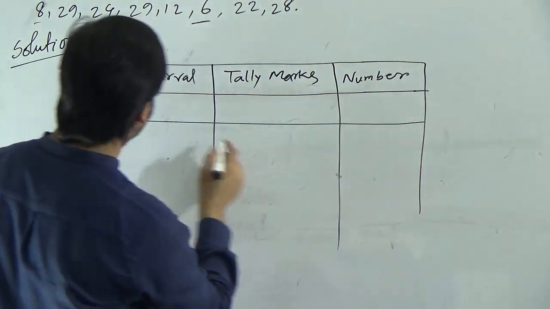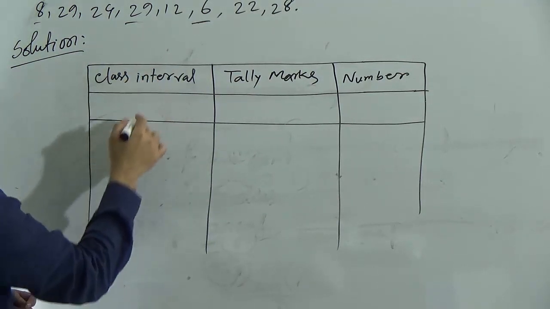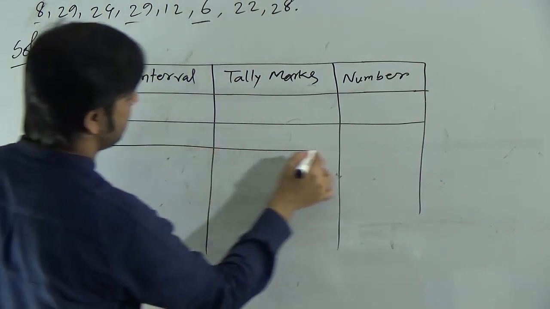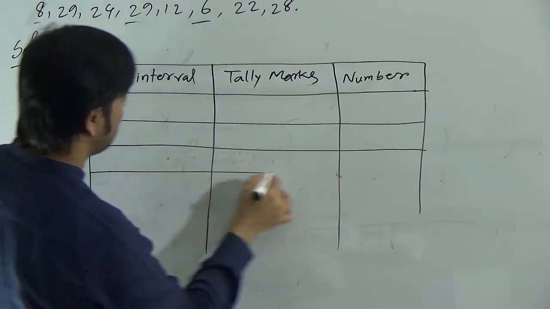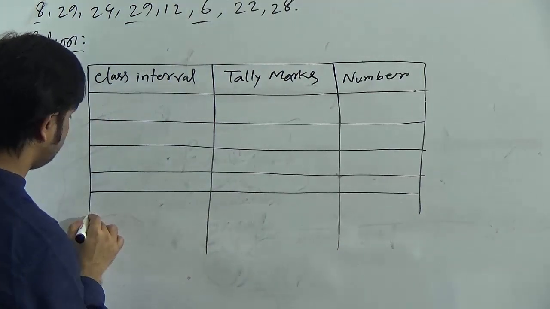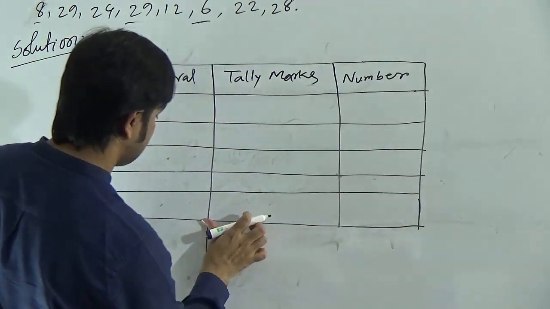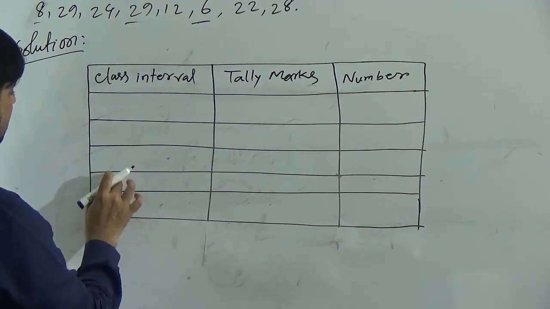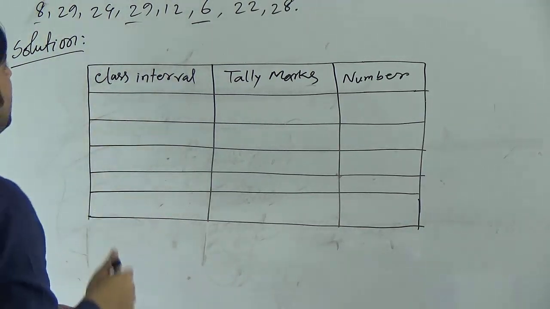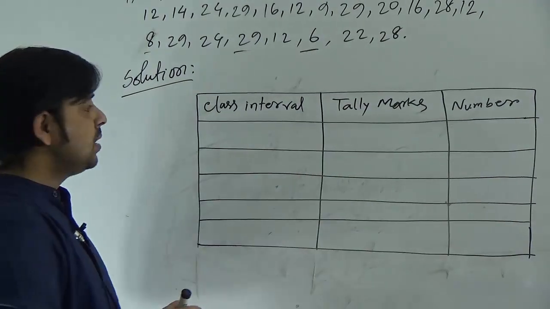As I need 5 classes, I have to take 5 classes: without the first class, 3, 4, and this is the last class. 1, 2, 3, 4, 5. Now, I have to take the class interval here, dear students.